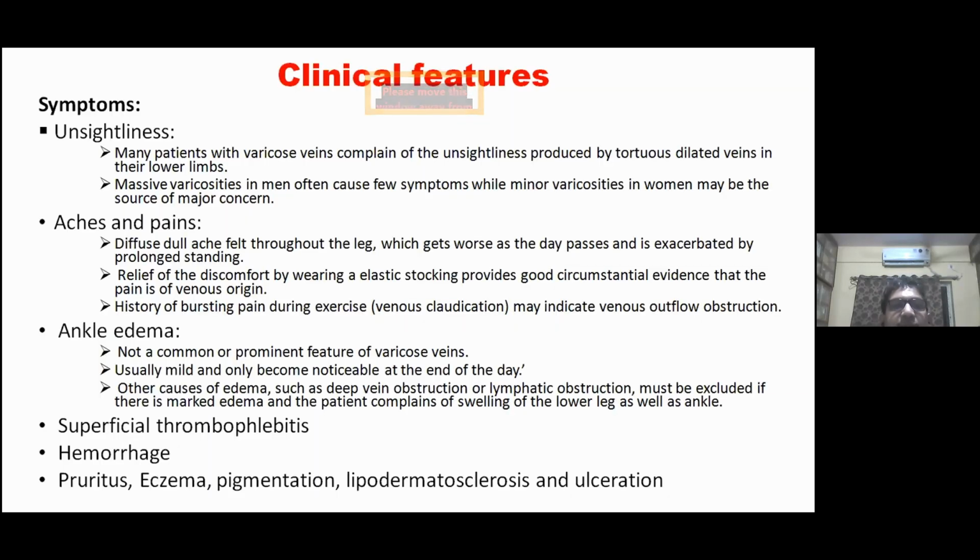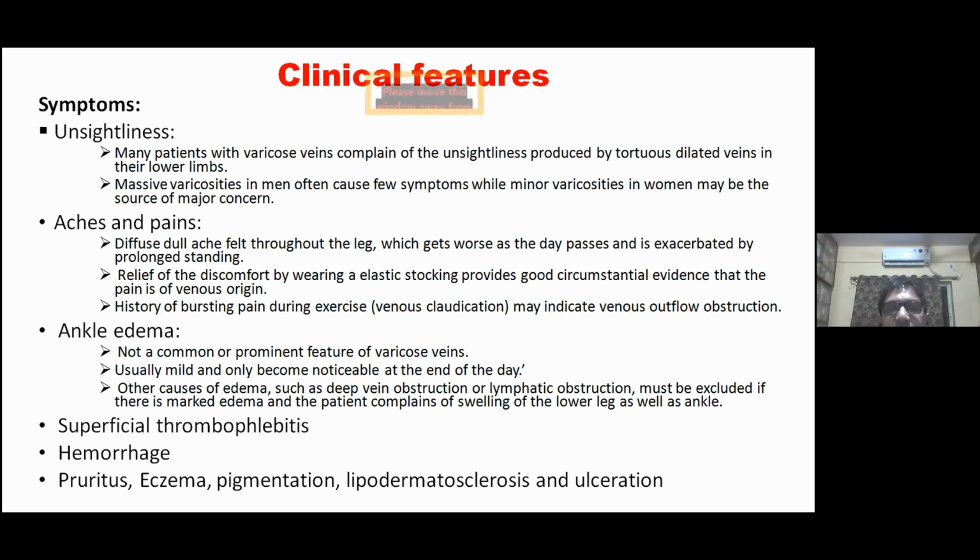Now coming to the clinical features. Symptoms are unsightliness, that is, many patients with varicose veins complain of the unsightliness produced by tortuous veins in their lower limbs. Massive varicosities in men often cause few symptoms, while minor varicosities in women may be the source of major concern. Aches and pains. Diffuse dull ache felt throughout the leg, which gets worse as the day passes and is exacerbated by prolonged standing. Relief of the discomfort by wearing an elastic stocking provides good circumstantial evidence that the pain is of venous origin.